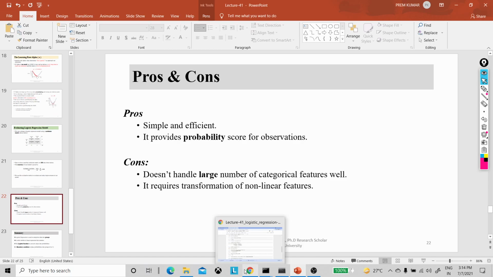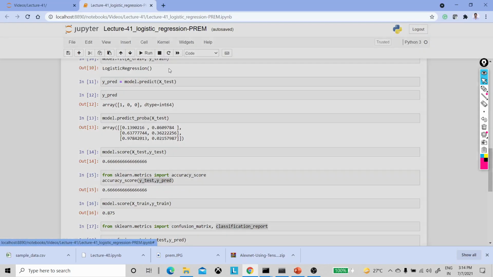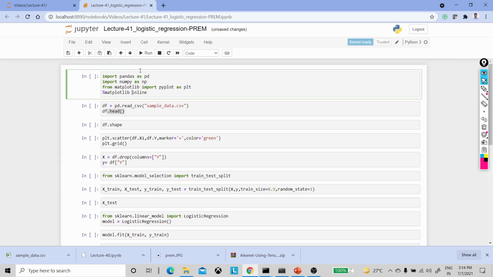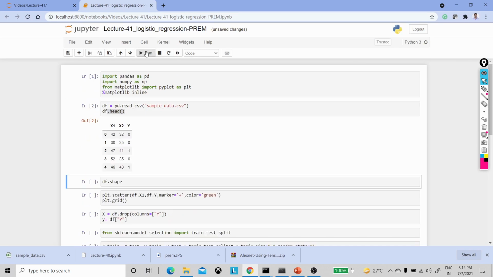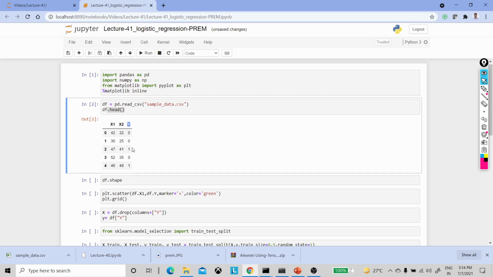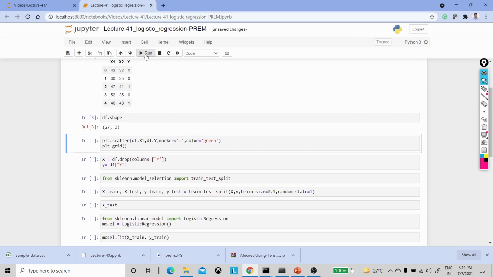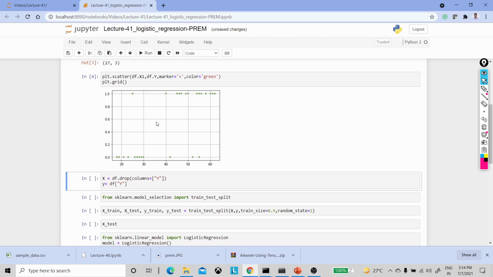So if we go to the practical section, initially I'm taking a simple dataset. Here x1 and x2 are the two parameters, the independent variables. y is my target variable, 0 or 1, a binary classification. The data contains 27 observations and 3 columns. I am using a scatter plot to show how the data looks. The green dots belong to class 1, and the other data points belong to class 0.